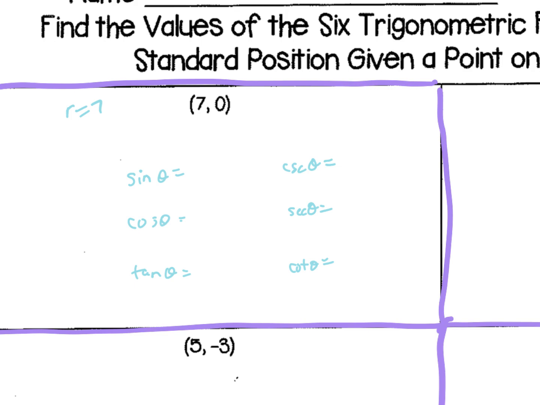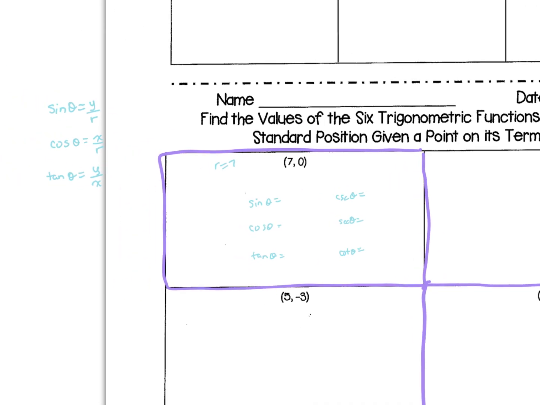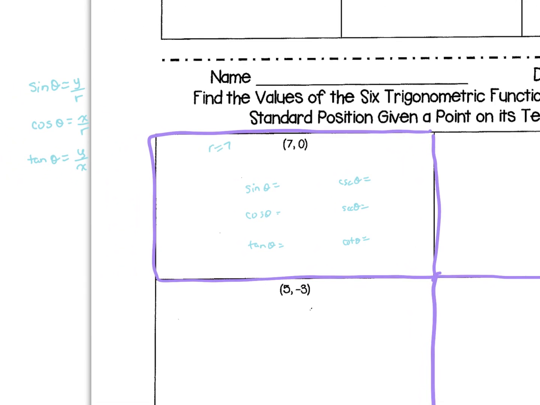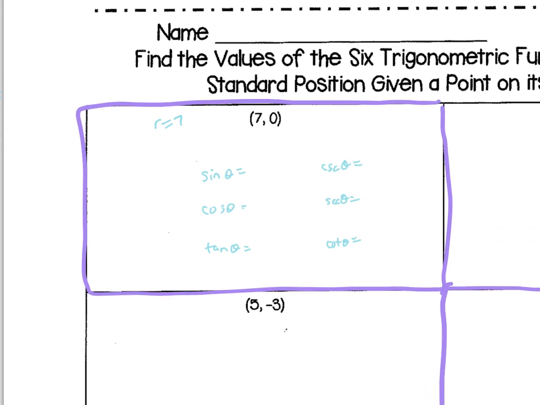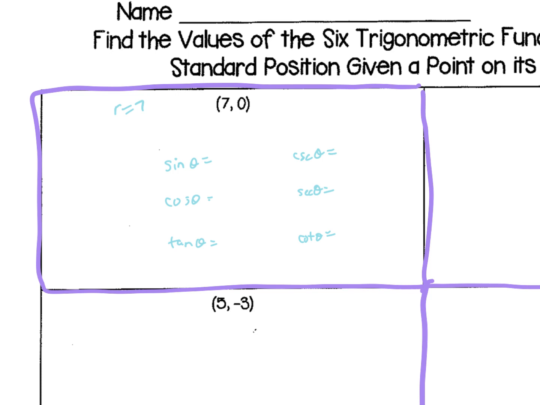So to come up with the ratios, we're going to do sine is y over r. So what would that give us? Juan, what would that be? Careful. Give me the numbers. For sine, we're doing y over r. Good. 0 over 7, which is just equal to 0. Now, for our cosecant, we're going to flip that, and we would get 7 over 0. Then, you're right, that is undefined.